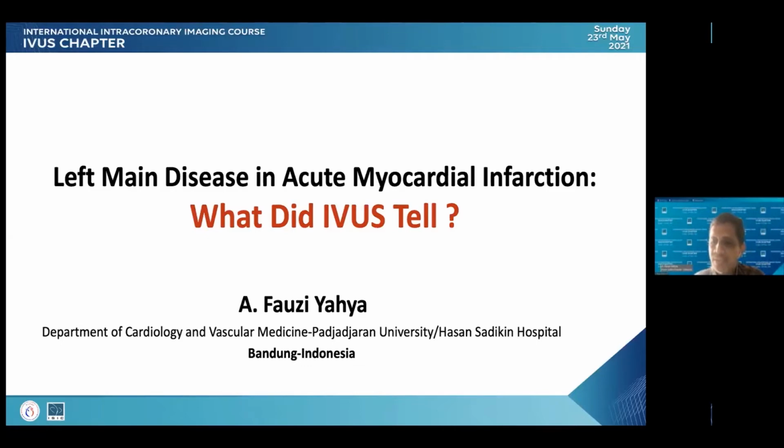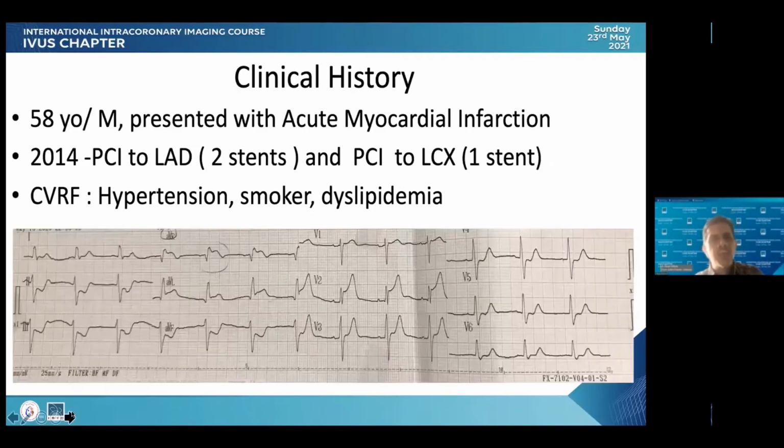So let me start. This is an 80-year-old male presented with acute myocardial infarct. The troponin was elevated. In 2014, he had a PCI to LAD with 2 stents, and PCI to circumflex with 1 stent. Cardiovascular risk factors: hypertension, smoker, and dyslipidemia.